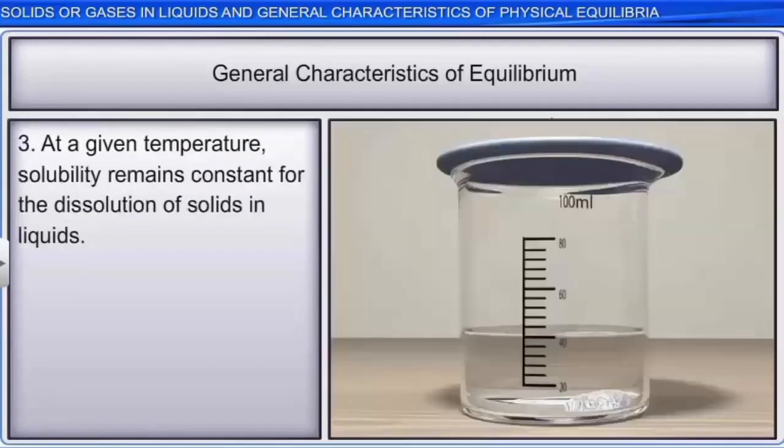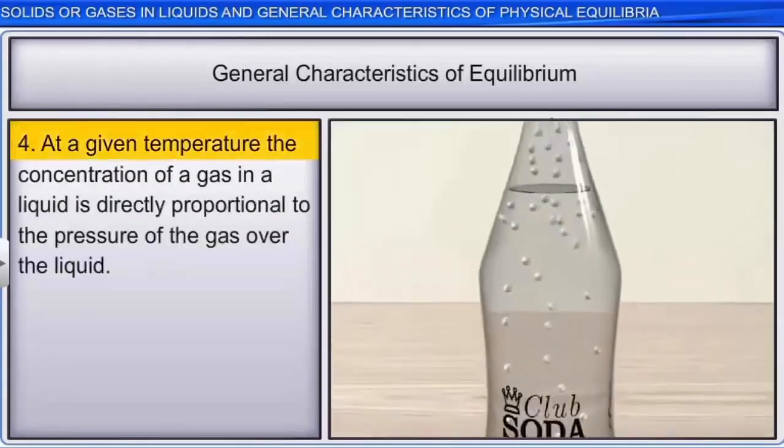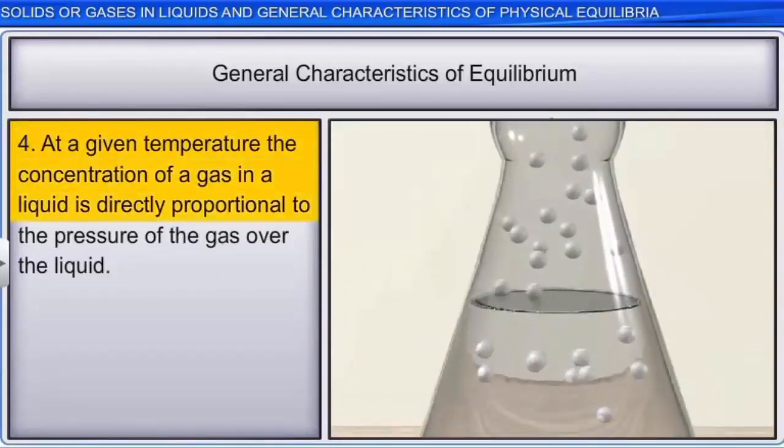At a given temperature, solubility remains constant for the dissolution of solids in liquids. For example, at the given temperature, the solubility of sugar remains constant in a given liquid. At a given temperature, the concentration of a gas in a liquid is directly proportional to the pressure of the gas over the liquid.